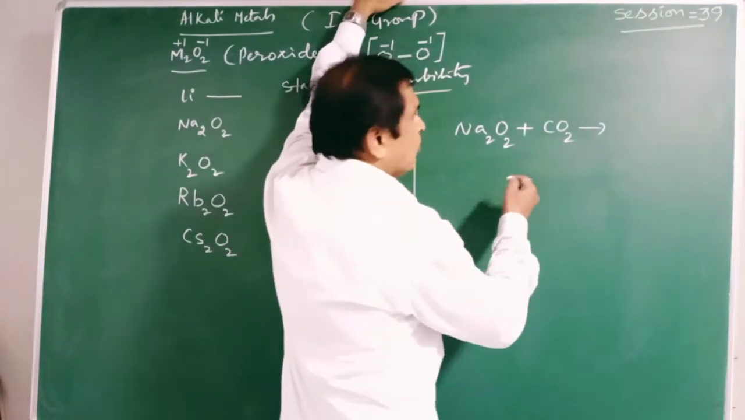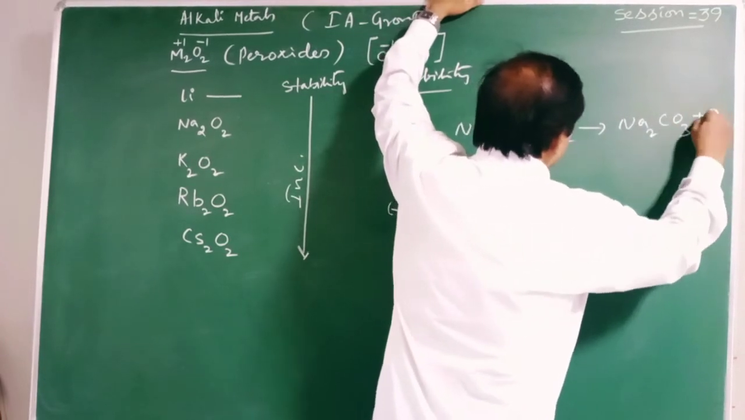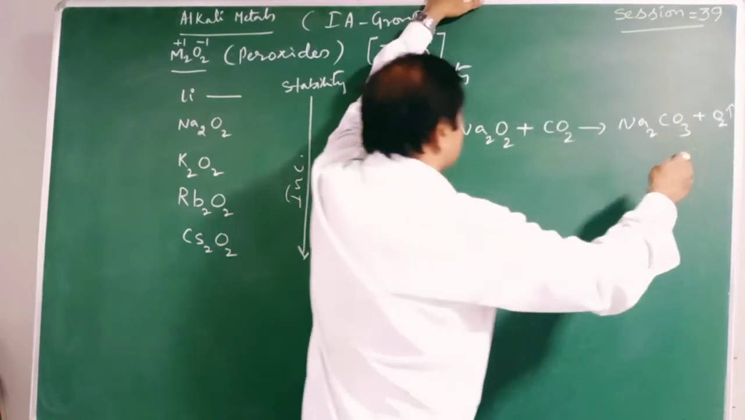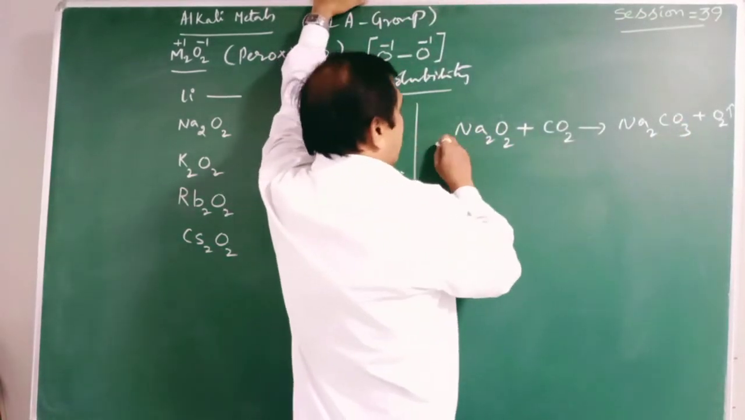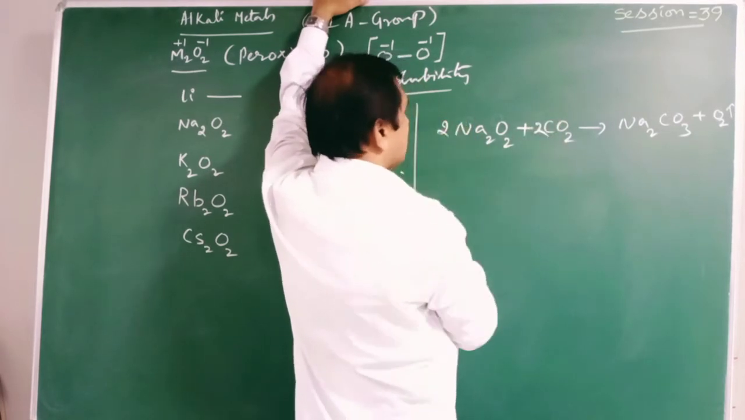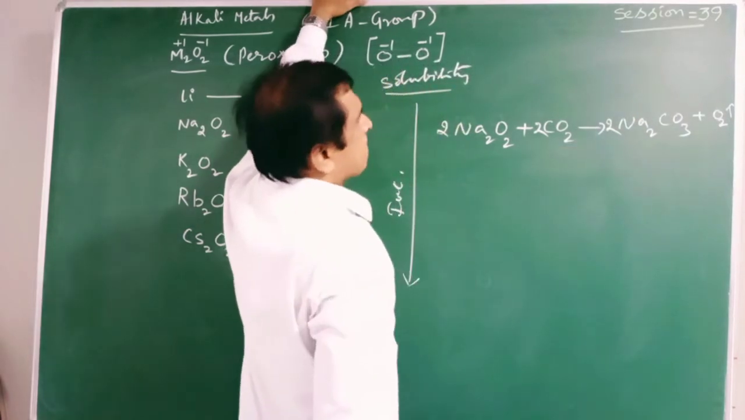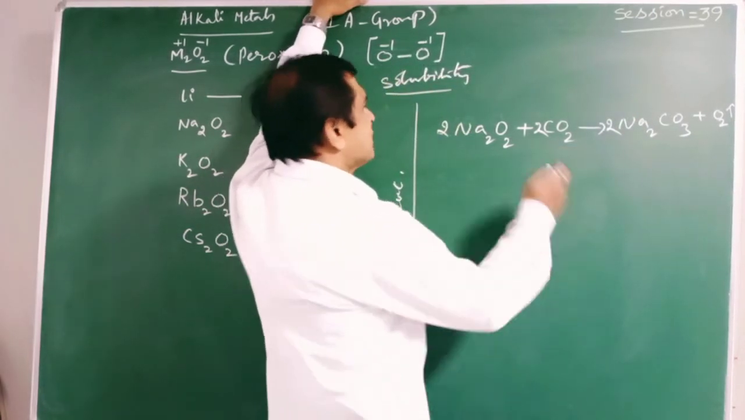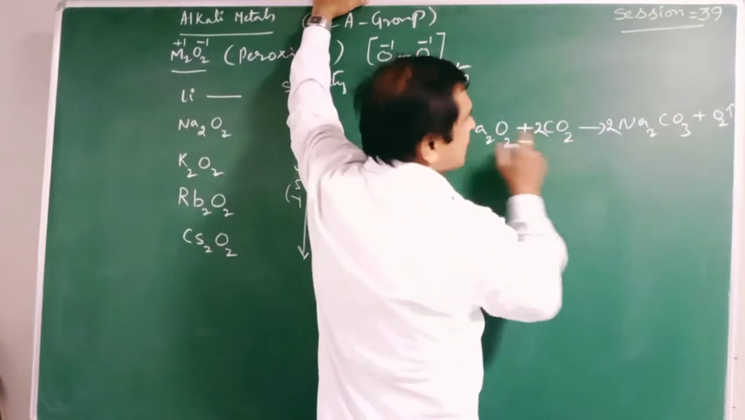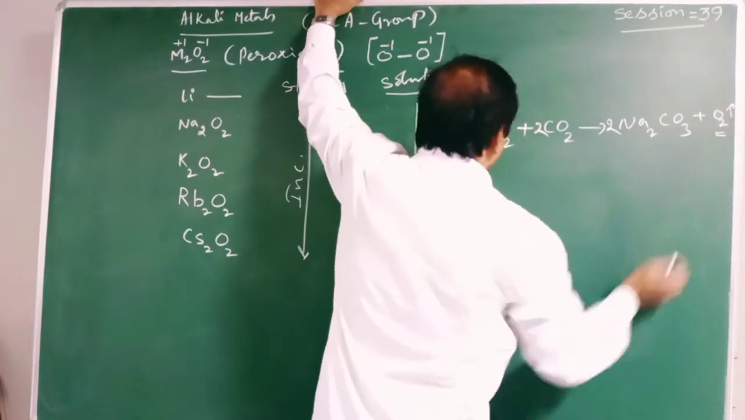So let us write. Sodium carbonate Na2CO3 is formed plus O2 gas is liberated. Balance it. Make it 2, and 2. Yes, now it is balanced. Two times 2 gives 4 oxygen atoms, 4 plus 4 is 8; 2 times 3 is 6, and 2 oxygen atoms, so O2 is liberated.